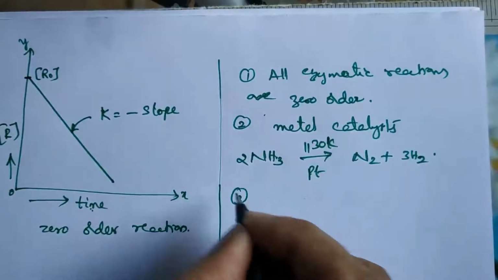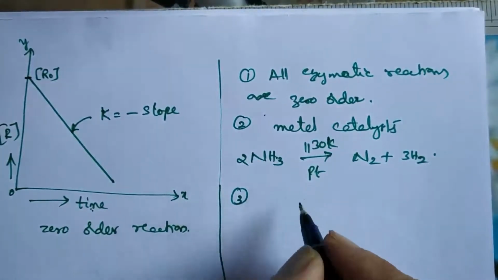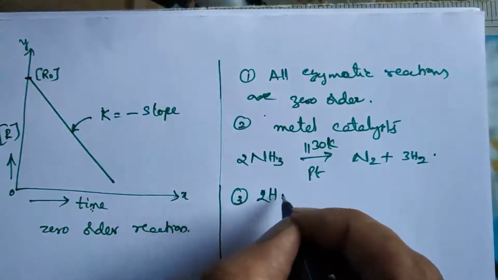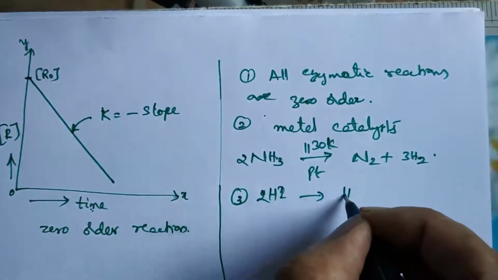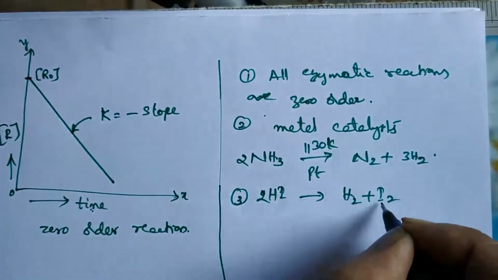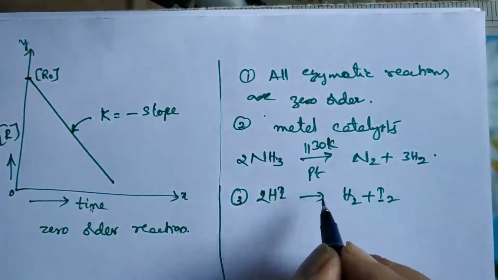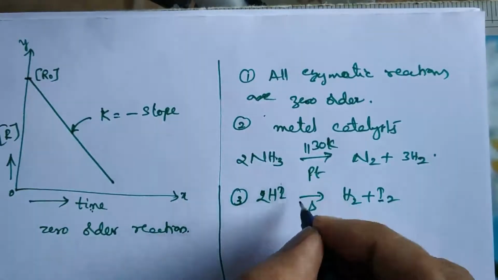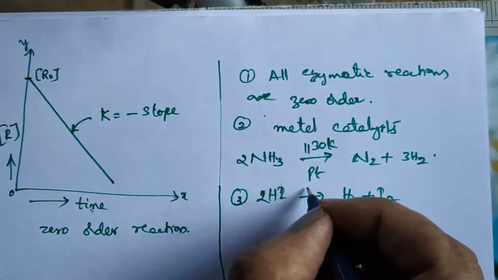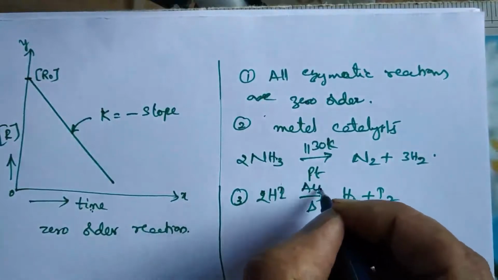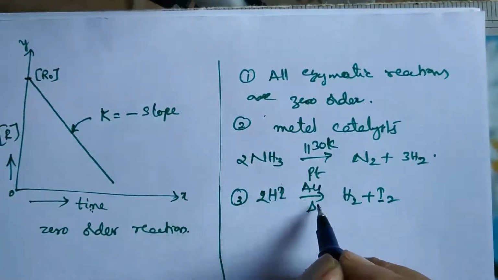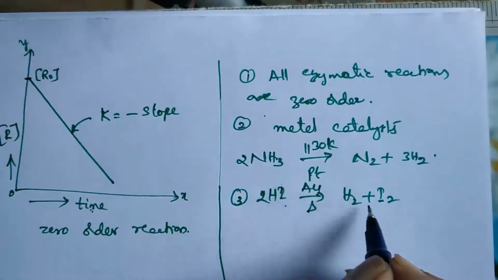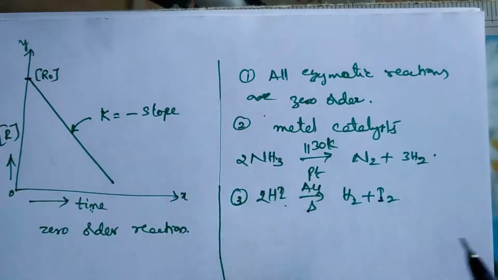And the third one is the decomposition of hydroiodic acid, 2HI gives H2 plus I2. This is a thermal decomposition reaction which undergoes at a metal surface, that is, thermal decomposition of hydroiodic acid in the presence of gold. It is an example of a zero order reaction.